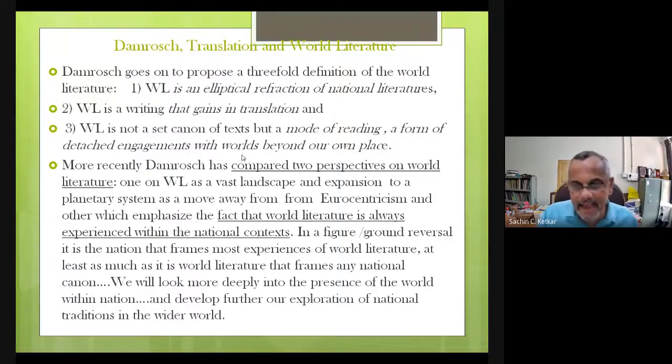Now let us go back to the examples that we started out with. Most of the readers of Gandhi would be Gujarati readers who would not be reading Ruskin. So they are reading a refraction of Ruskin. Secondly, world literature is writing that gains in translation. So the whole idea of Sarvodaya, which is Gandhi's coinage, is something that has gained from translation. While you lose something in translation, you gain something. And what do you gain when you translate? You gain world literature.